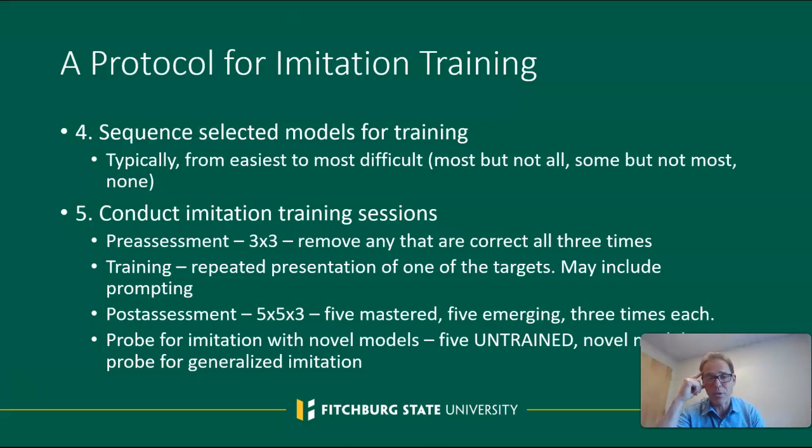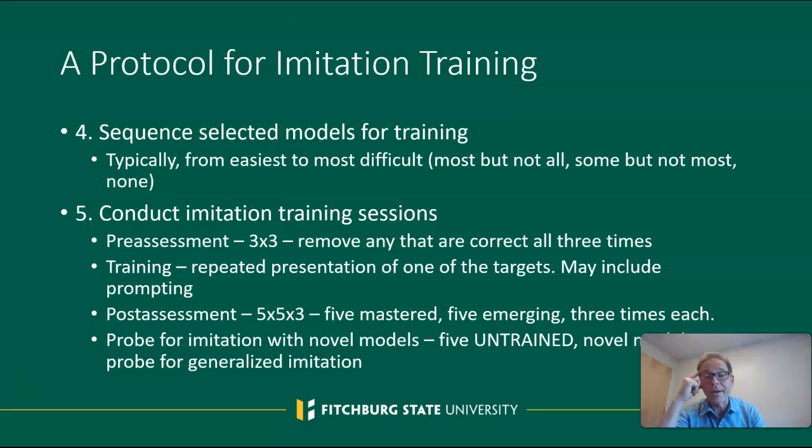Cooper recommends a 5 by 5 by 3, which means we would take 5 imitation targets that we have determined are mastered, and 5 that we have determined are emerging, so ones that they're getting right sometimes but not all, and present each of those 5 three times each to see how our learners are doing.